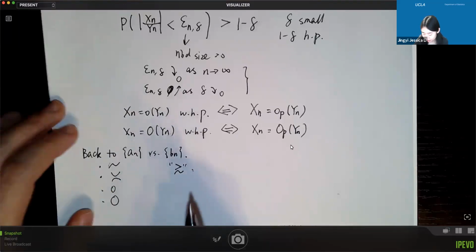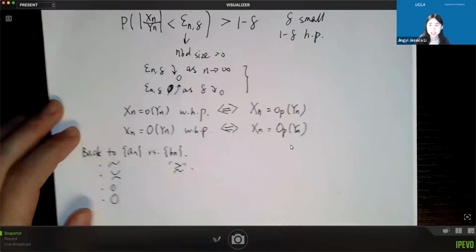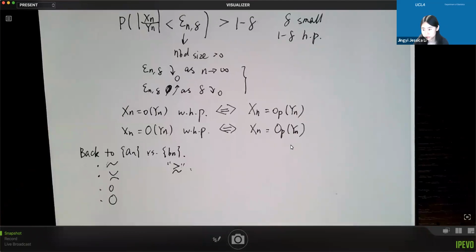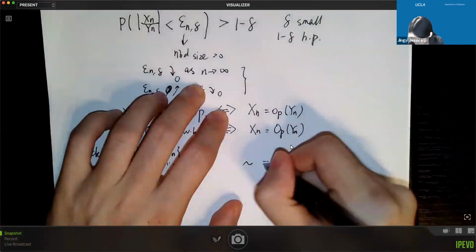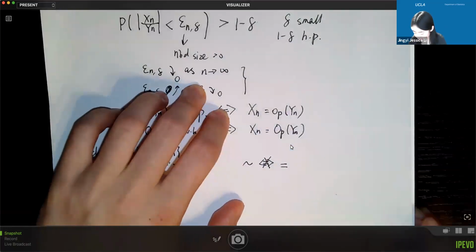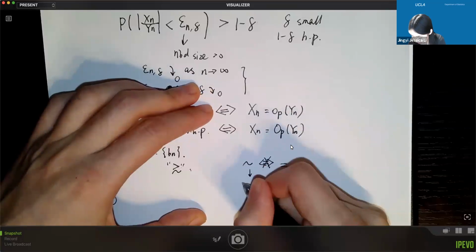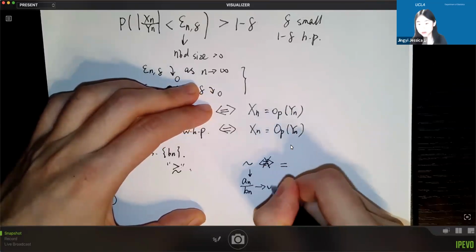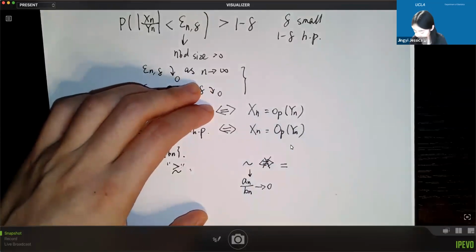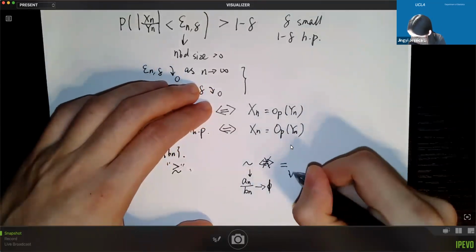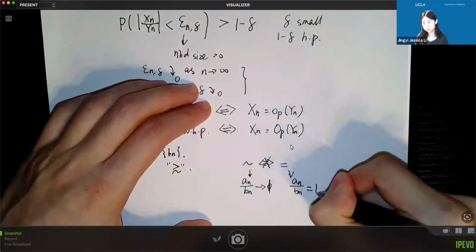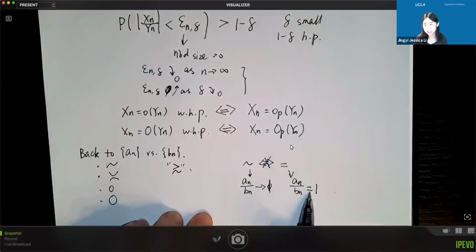Okay, so probably we can think about this. Think about the asymptotic equivalence. How is it different from equal? If we recall our last lecture, when we talk about this asymptotic equivalence, this doesn't mean equal, right? Because the left-hand side only requires AN over BN to converge to 1. It's only talking about a limit, while the right-hand side means AN over BN is equal to 1. So 1 is a limit, 1 is exact equal.